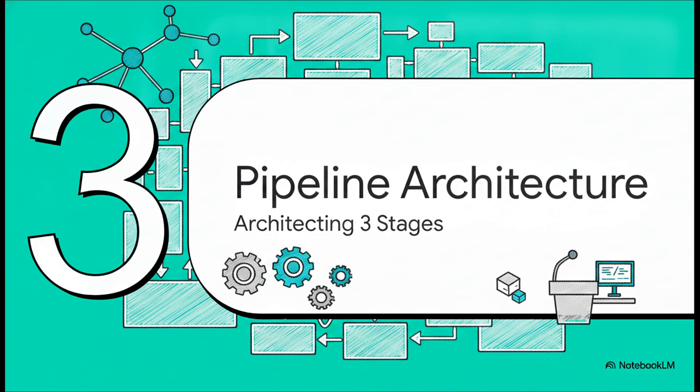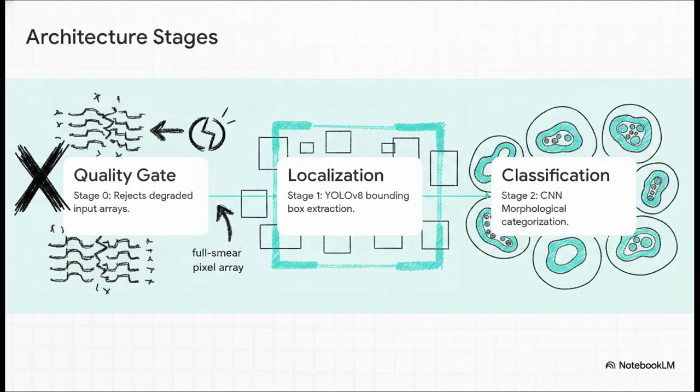All right, Section 3, architecting the 3-stage pipeline. This right here is the technical heartbeat of your project. Walk your audience step by step through this decoupled architecture. Explain how incoming full-smear pixel arrays first hit Stage 0, your quality gateway. Emphasize how this gateway deliberately halts bad data, spitting back a rejection error before wasting any heavy inference computing power.